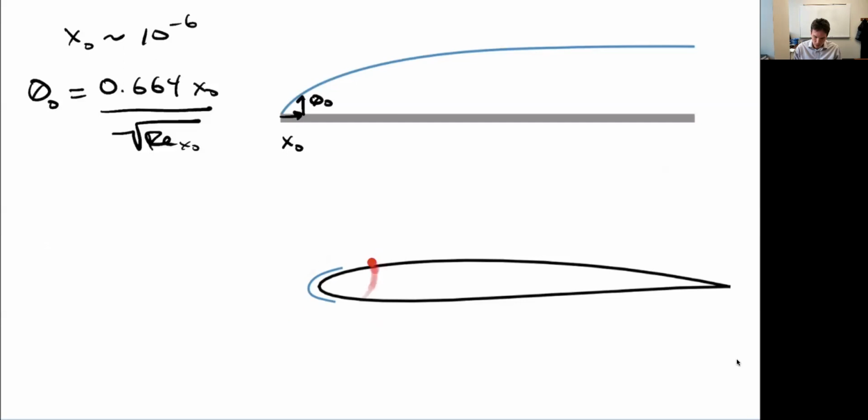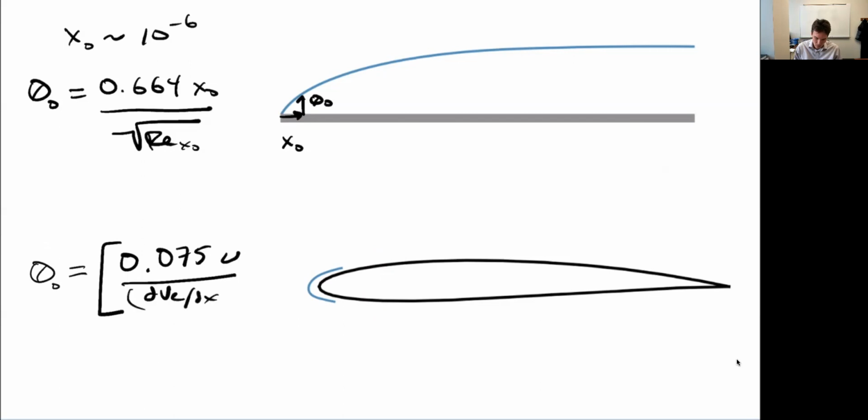For the stagnation point, Moran's textbook has a good derivation that I'm not going to go through right here. I'm going to write a little different format than what's in the book, but it looks like this: 0.075 times nu divided by our initial velocity gradient. So this is the velocity gradient at the stagnation point, and then this whole thing is square rooted. So that's our initial boundary layer height, which again is not 0, around a stagnation point. Okay, so we now have everything we need to do this.